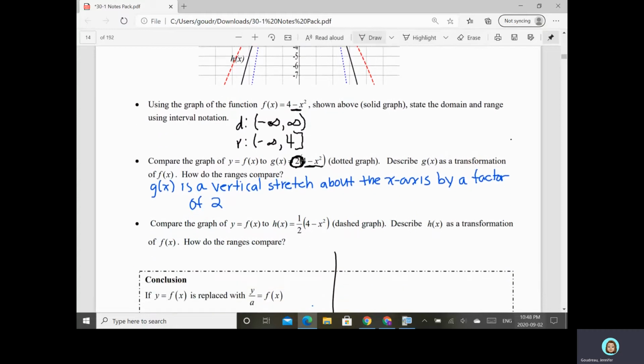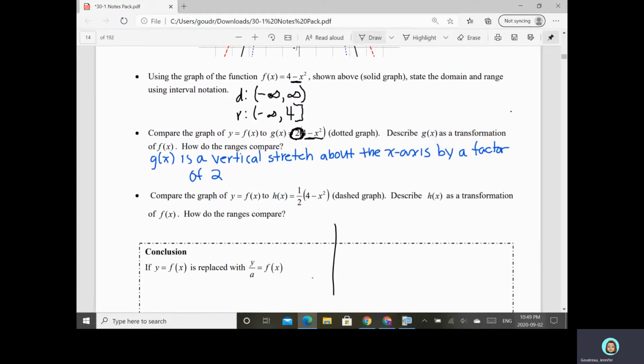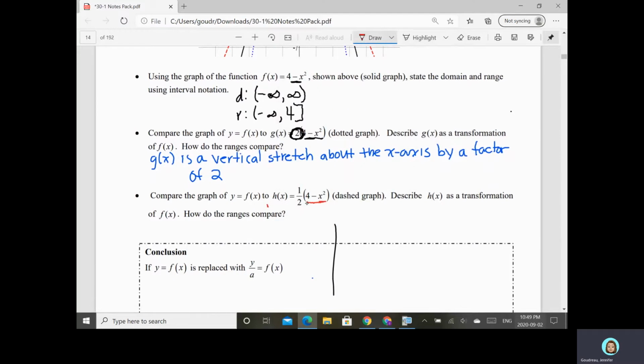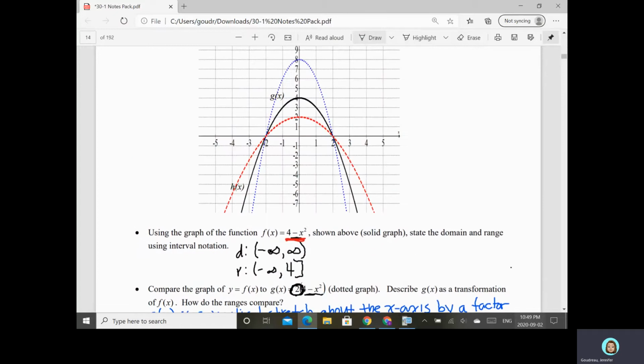Next, let's compare f(x) to h(x). Let's look at what h(x) looks like. Again, the equation looks very similar to f(x). It has that 4 - x², just like f(x) has, but h(x) has its own coefficient. It has a coefficient of 1/2 in front. So we can tell that there is going to be a transformation here because the equation has been transformed. Let's have a look at the graph and see what that transformation is.